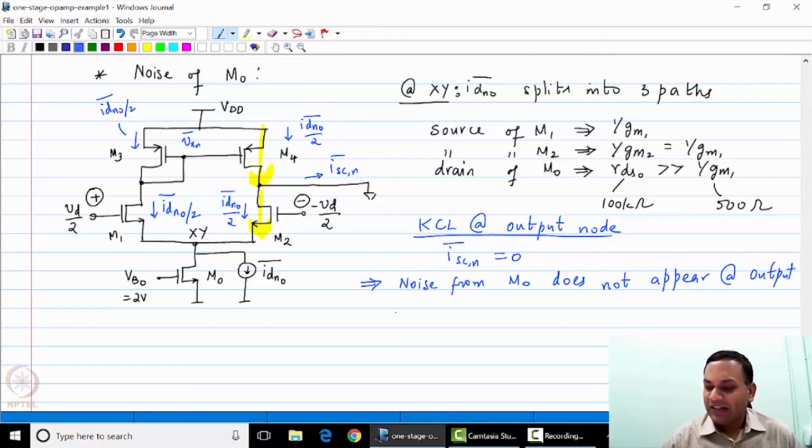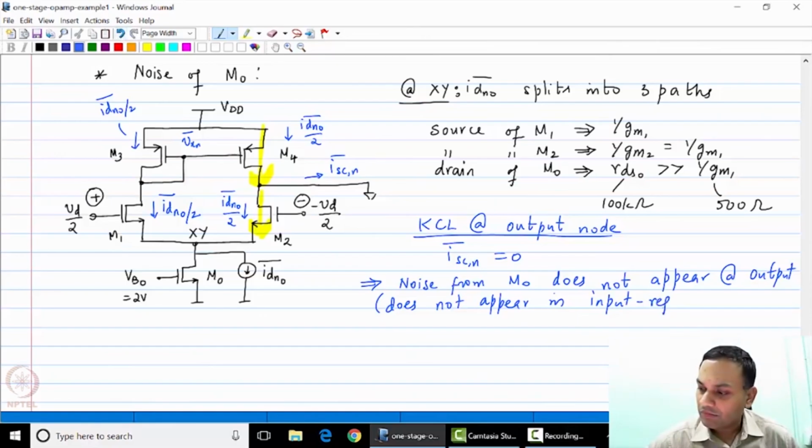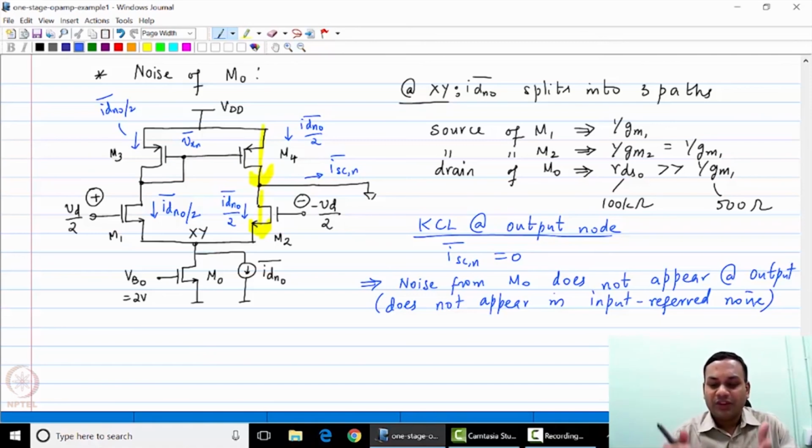And consequently, it also does not appear in the input referred noise of the op amp. So as you can see, the noise of M0 appears through the transistors M1 and M2, but does not affect the output at all.